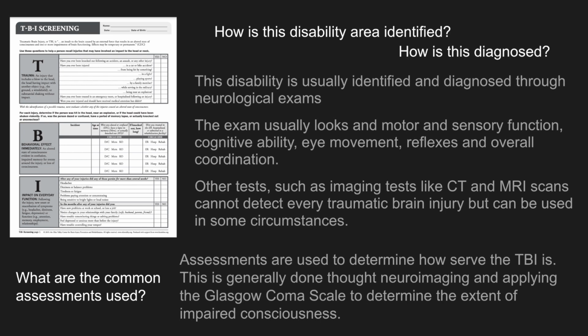Assessments that are used to determine how severe the TBI or traumatic brain injury is are generally done through neuroimaging. But like I said, not all of them can be done through those scans. There's also the Glasgow Coma Scale to determine the extent of impaired consciousness. And I have a video a little bit later in this presentation that talks about some more of the assessments that are used.